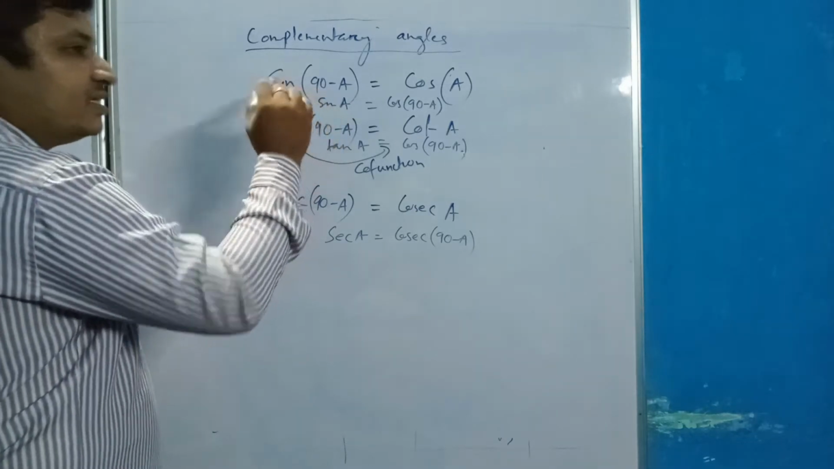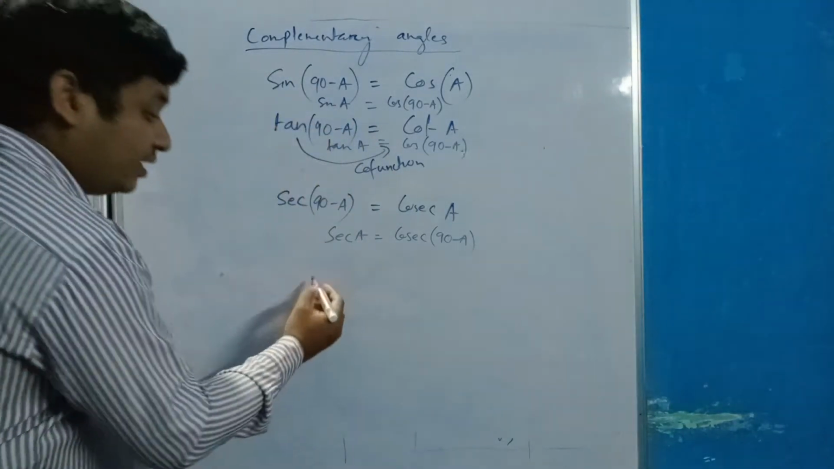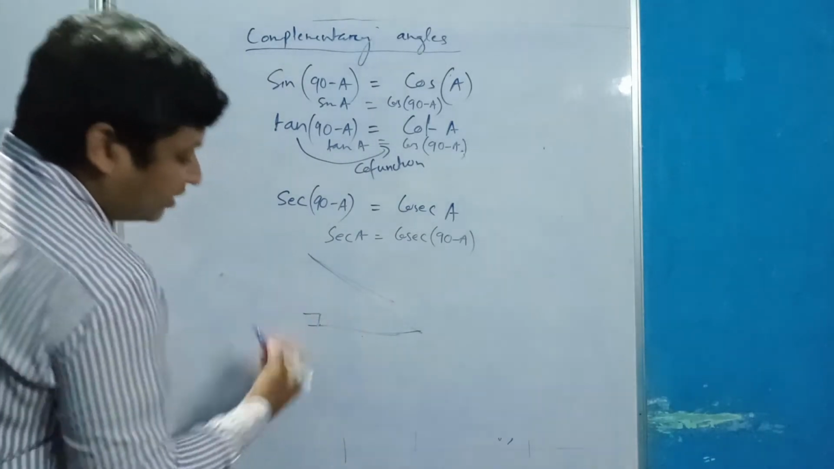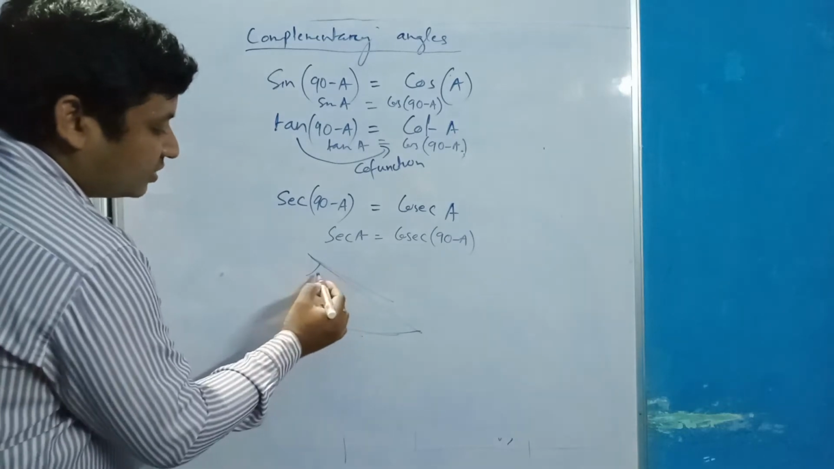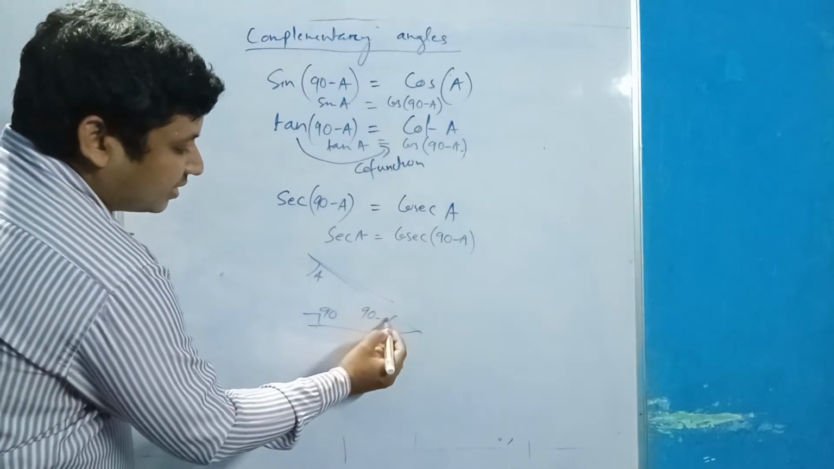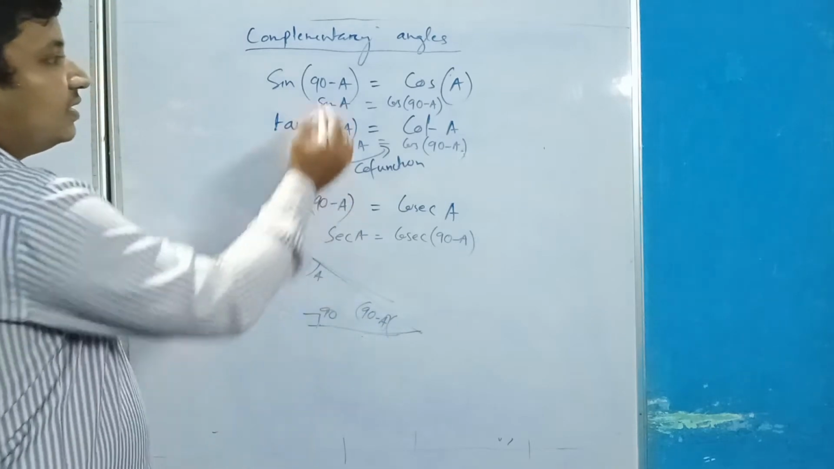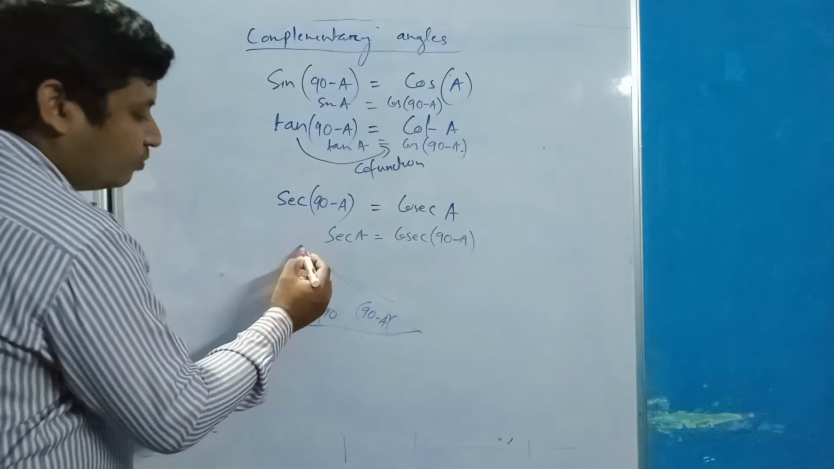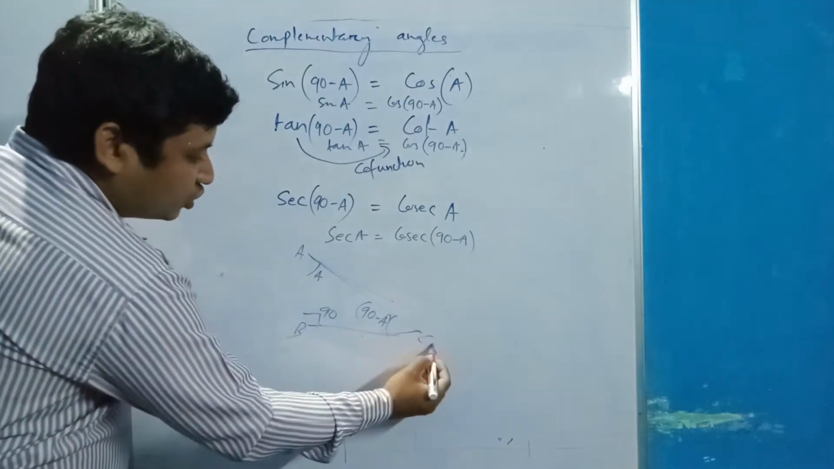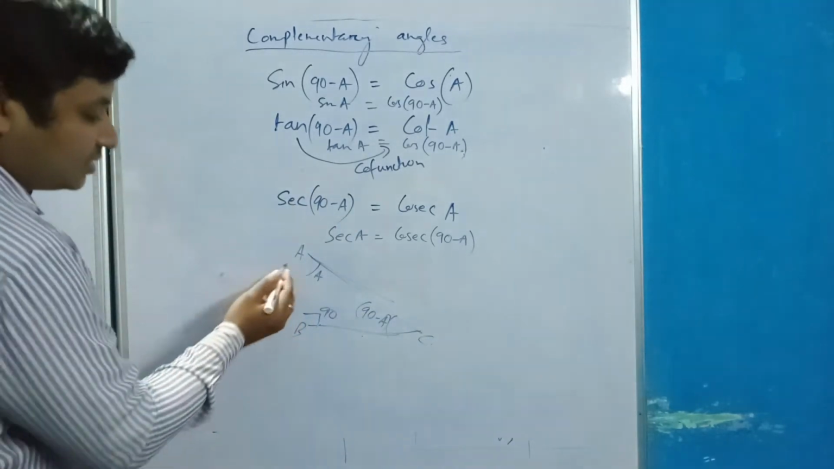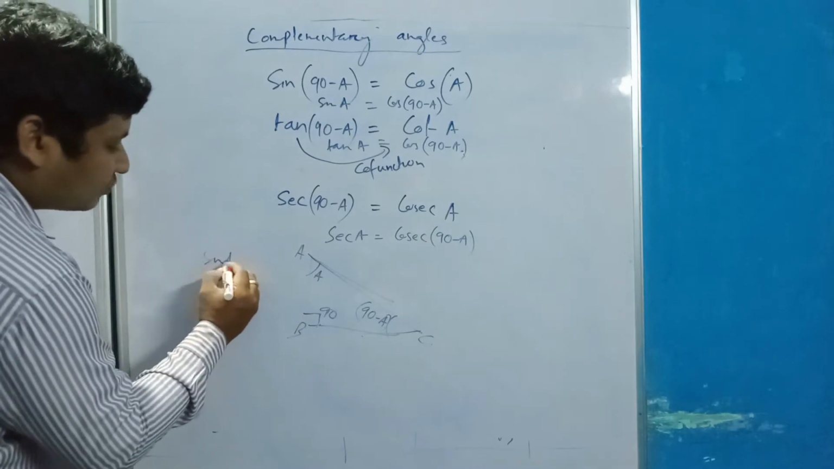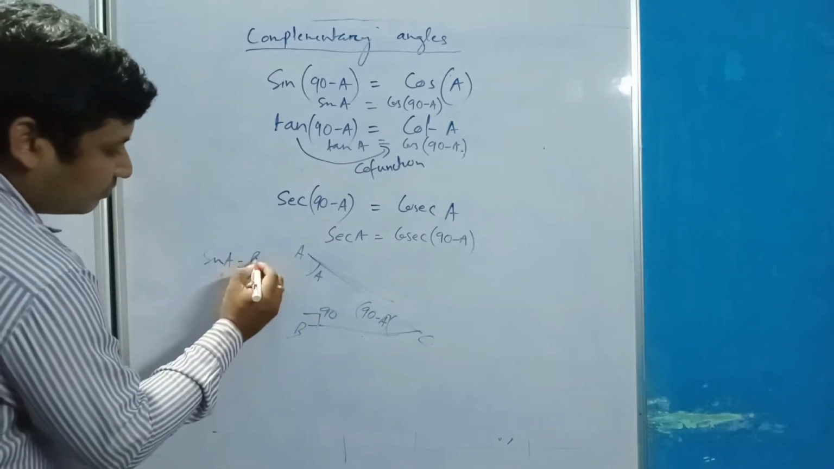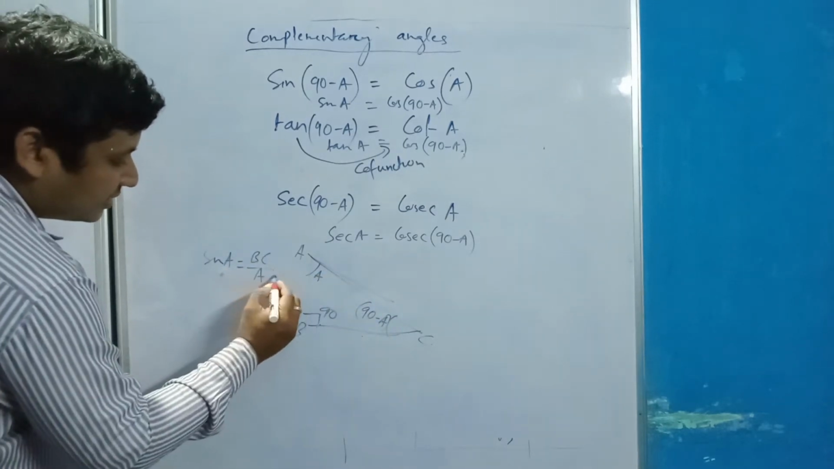Like 90 minus a, if we take a triangle with one 90 degree angle, suppose this one is a, this one is 90 minus a. Now sin 90 minus a is the same as cos a. This can be proved, if anybody wants to prove it, like this. Suppose sin a. Sin a means perpendicular by hypotenuse. Perpendicular is BC, by hypotenuse AC.